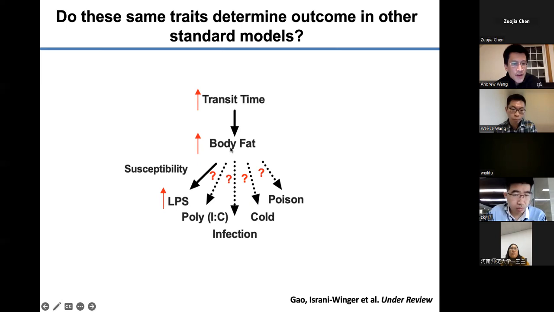Okay, so I think what I've showed you so far is we think that variability in transit time leads to variability in body fat, and slightly fatter mice then are more susceptible to LPS. And so then we ask the question, is this host feature that confers susceptibility to this challenge the same? Would these mice also be the ones that would be more susceptible to a variety of other standard challenges that we use in the lab?